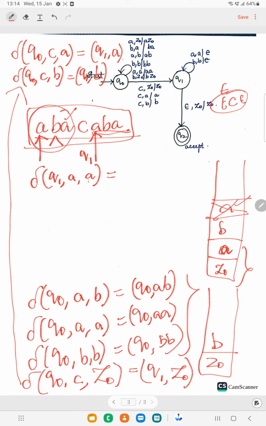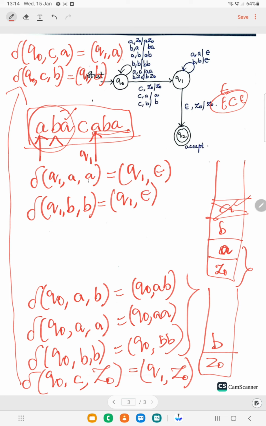A. So what do you have to do? Pop. So how to indicate pop? I will not change the state. I will represent epsilon, it means we are popping. Next, in q1 the scan symbol is b and the top of the stack is b, then also perform pop. For the rest we will not mention. See, for the next symbol b, this transition works, so b will be deleted.